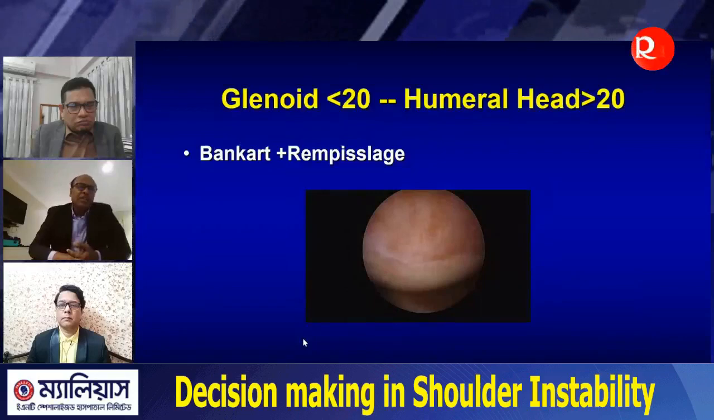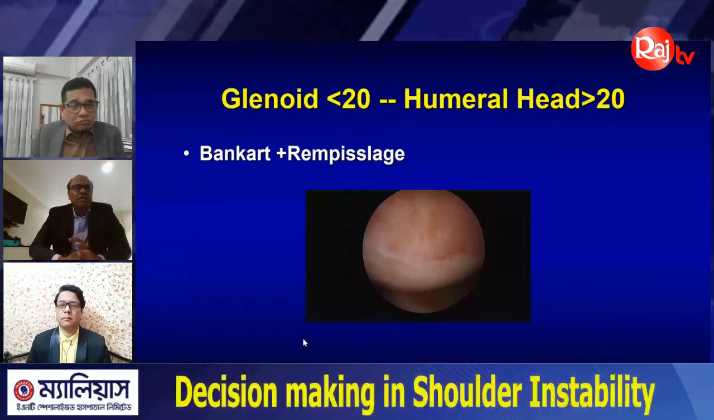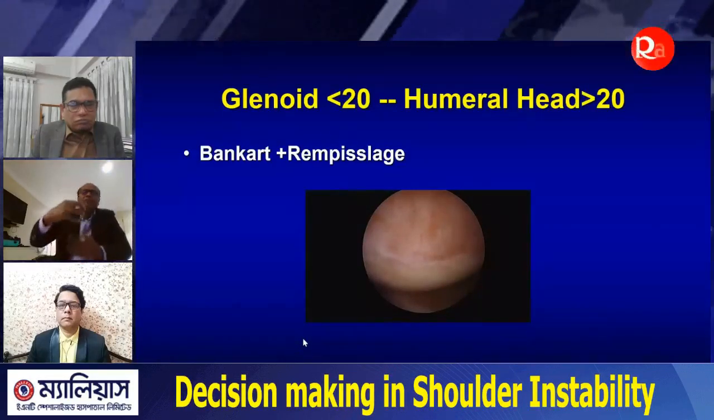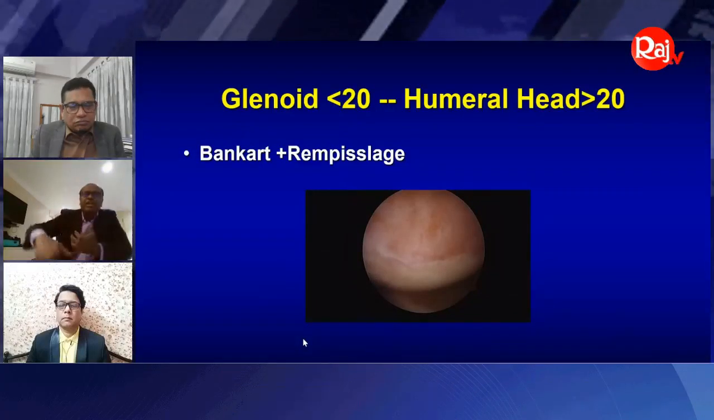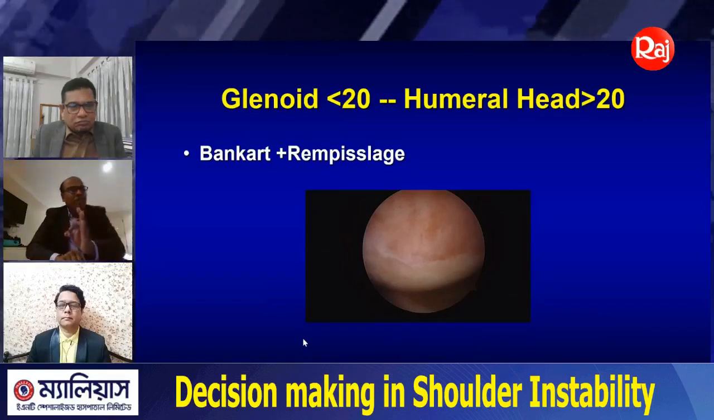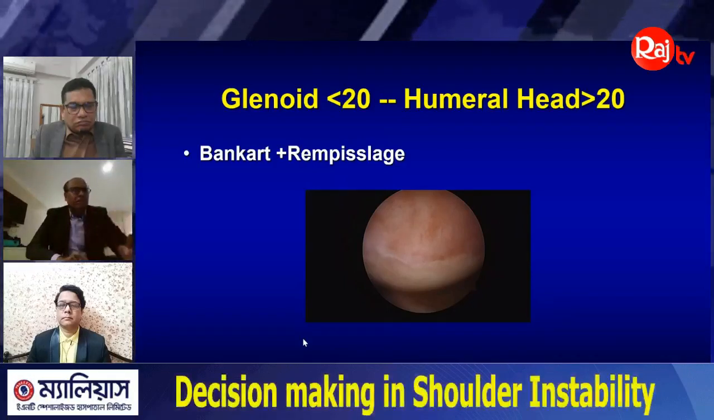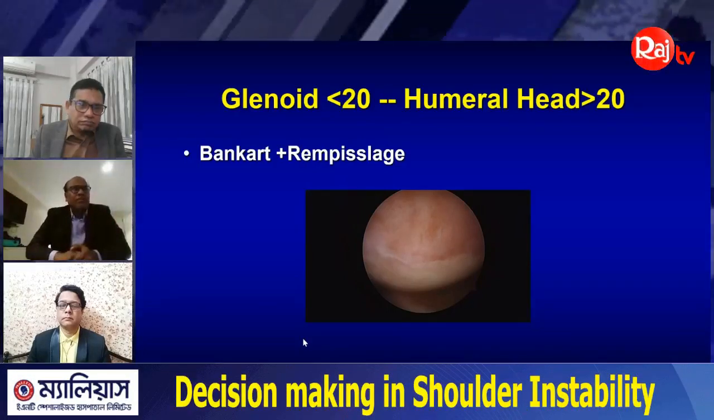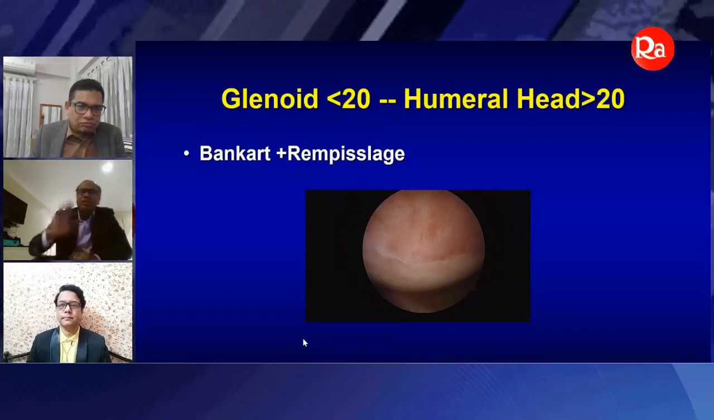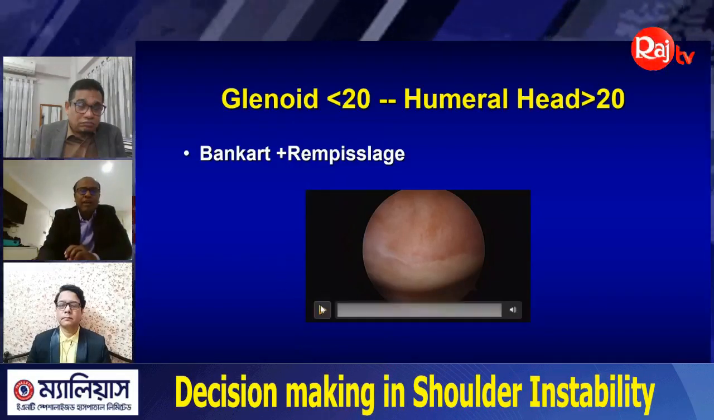The second scenario is glenoid bone loss is less than 20%, but humeral head bone loss is more than 20%. So here, only a soft tissue procedure will not work. You have to add something to the soft tissue repair because you have a humeral head defect also. So normally, when the glenoid bone defect is less than 20%, we treat this patient as not an ideal patient for your Latarjet procedure, and your humeral head bone loss is more than 20%. So you need something to cover that humeral head bone loss. So here comes the role of the Bankart plus procedure.